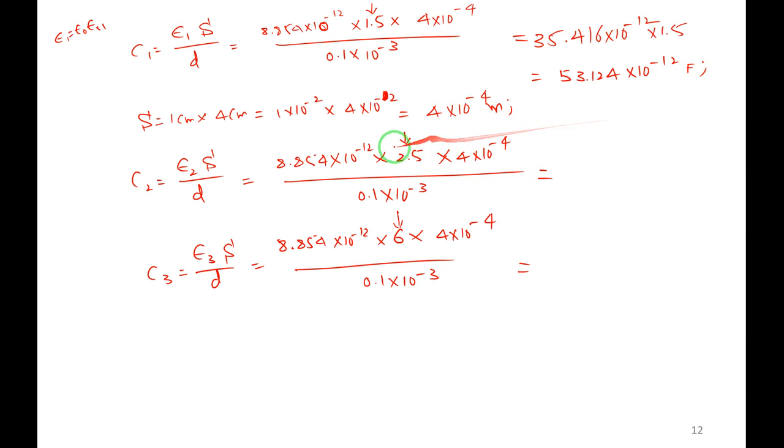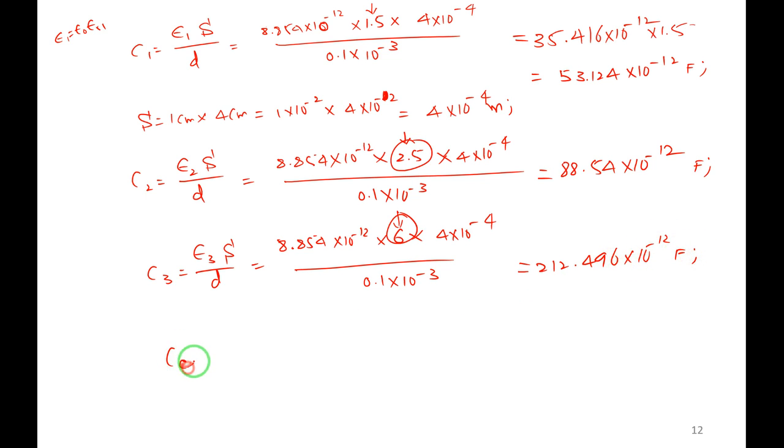Similarly, instead of 1.5, I multiply by 2.5. I get 88.54 into 10 power minus 12 farads. Next, instead of 2.5, I multiply by 6, and I get 212.496 into 10 power minus 12 farads.